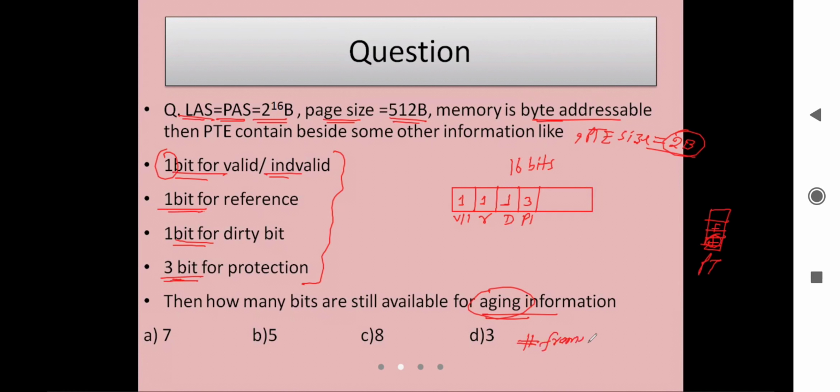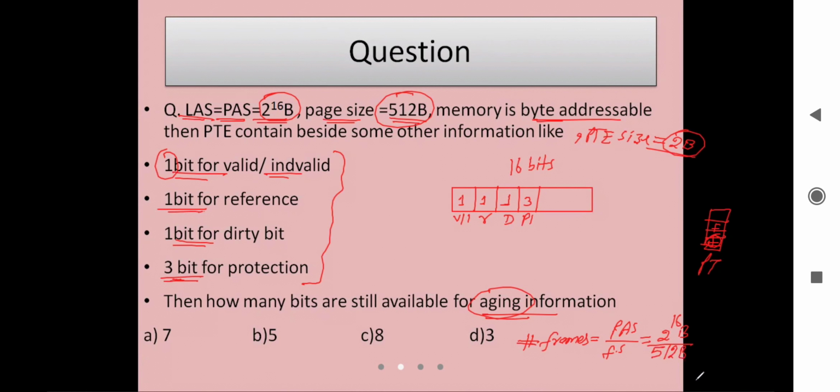So number of frames equals physical address space divided by the frame size. The physical address space is 2 power 16 byte, and memory is byte addressable. So 2 power 16 byte divided by the frame size. Frame size and page size are equal, so here it is 512 byte.